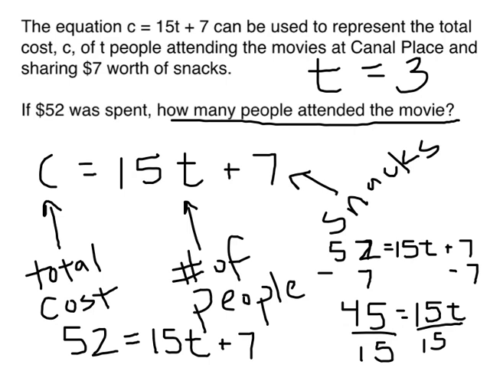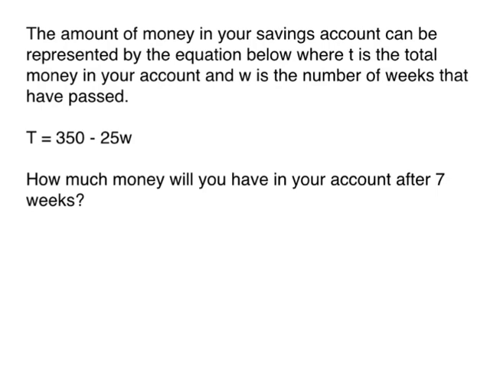Let's do one more. The amount of money in your savings account can be represented by the equation below, where T is the total money in your account and W is the number of weeks that have passed. T equals 350 minus 25W. How much money will you have in your account after 7 weeks?